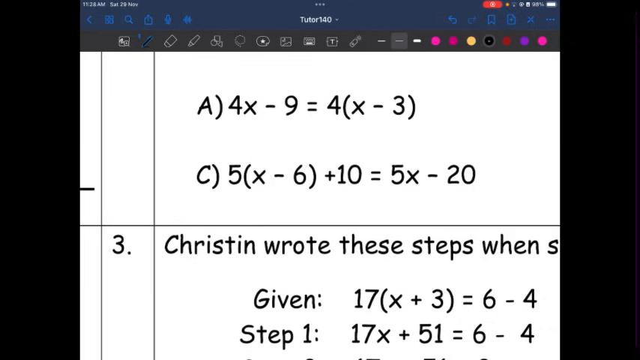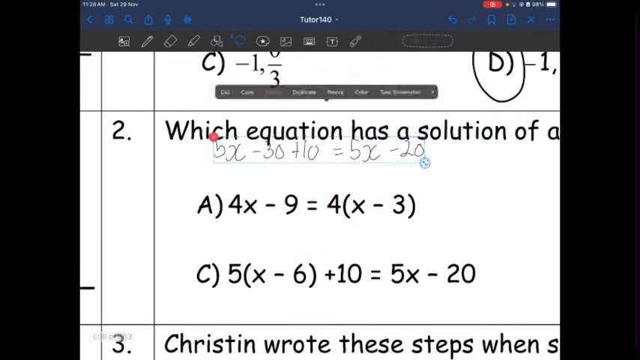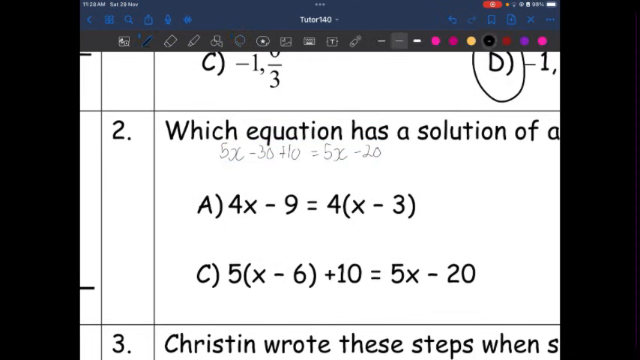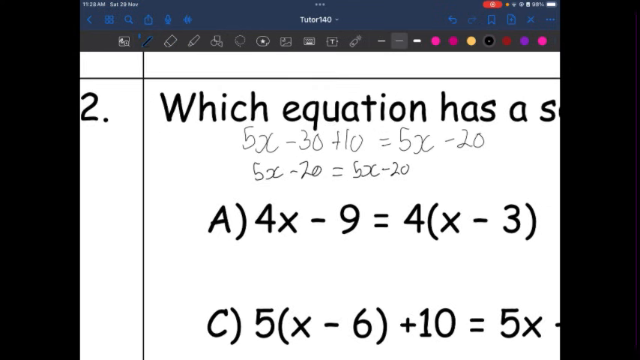So let's solve it. You have to distribute. 5 times x is 5x, and then 5 times negative 6 is minus 30, plus 10 equal to 5x minus 20. Just move it up here so I have space. Minus 30 plus 10 is minus 20, so that would be 5x minus 20 equal to 5x minus 20. I already see that this is going where I want it to. Sending the 5x over, that'd be minus 5x, so you have 5x minus 5x is equal to 20 minus 20.